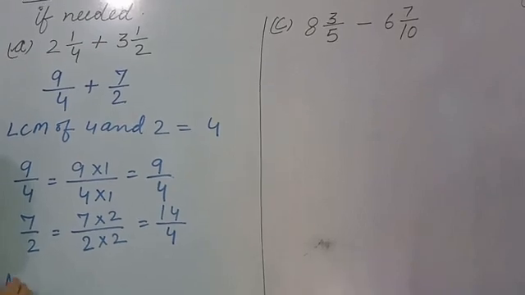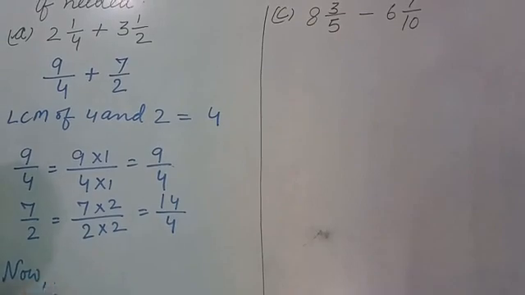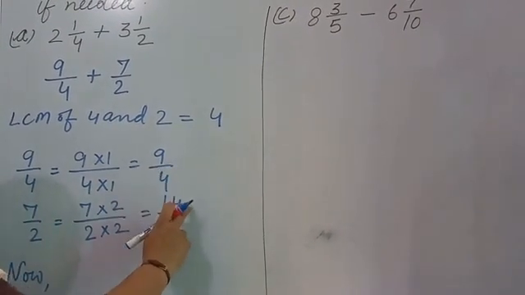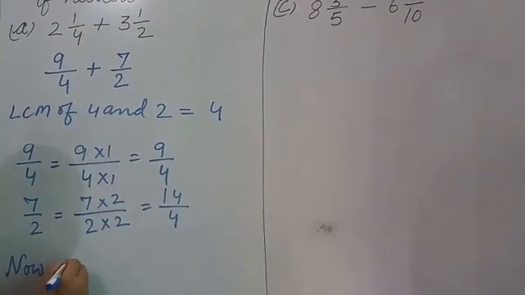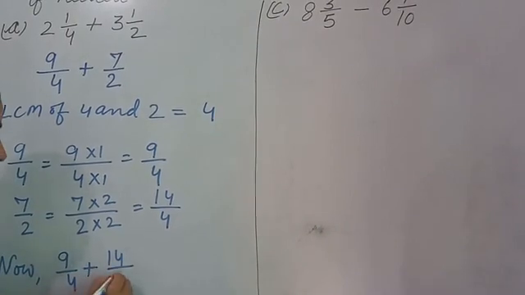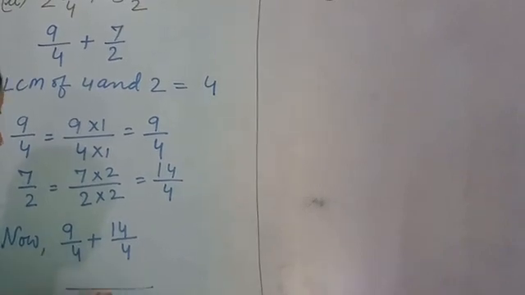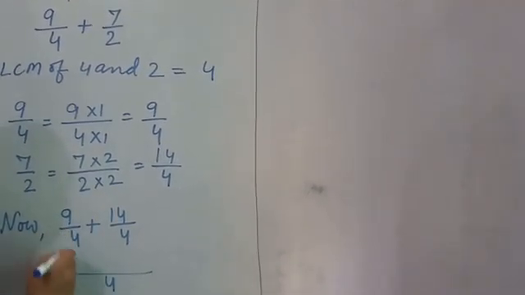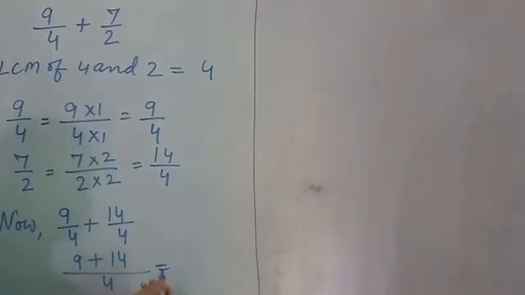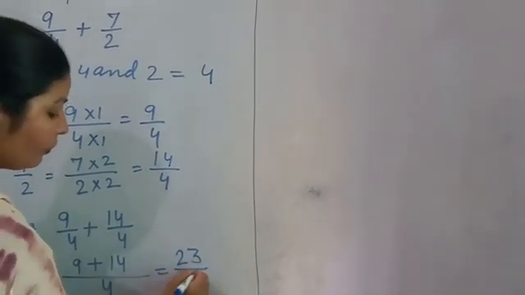So now what we made equivalent, that fraction we will take. So equivalent, there is 9 upon 4 and there is 14 upon 4. 9 upon 4 plus 14 upon 4. So common denominator is 4, because both denominators are 4. So we take here common 4. Now from here 9 plus 14. So 9 plus 14 is 23 upon 4.